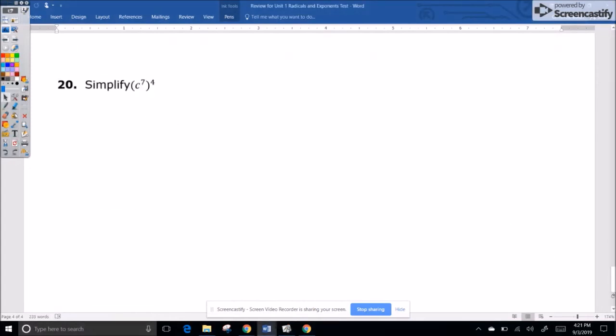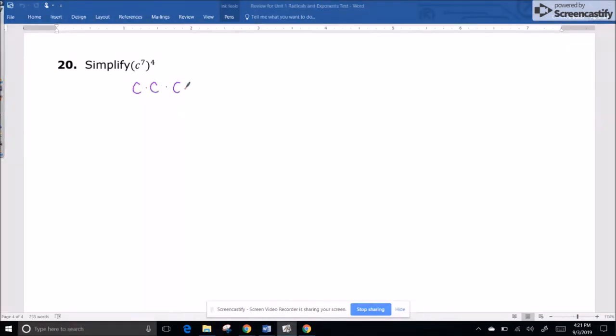Okay, last one. I'm not going to write this out. I would have to write C 1, 2, 3, 4, 5, 6, 7. I would have to write that 4 times. 1, 2, 3, 4. You can see if I wrote out C that many times, how many would I have? What's the shortcut? I'm going to multiply my exponents. 7 times 4 is 28.